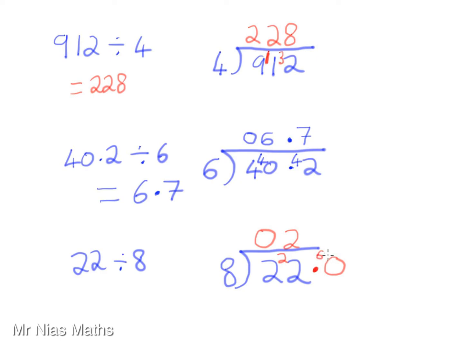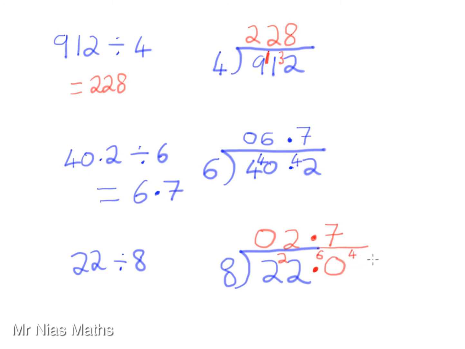So I'm going to carry that over and put it next to the 0 to make 60. And I'm going to carry my little bus stop on over the top as well. Remember, I need to keep my decimal points lined up, so let's put a little decimal point above. How many 8s will fit into 60? Well, 7 8s will fit into 60, and 7 8s are 56. So 60 take away 56 leaves us with 4. So I've got a remainder 4 to carry over.